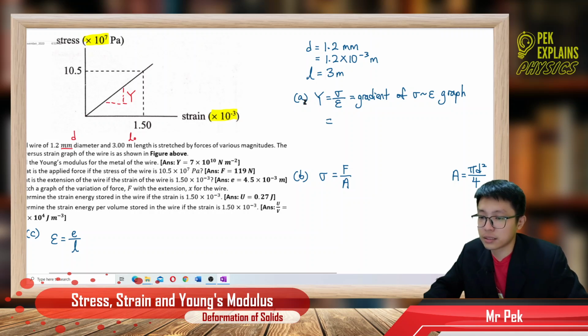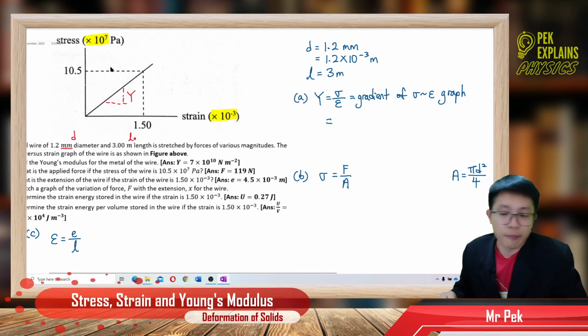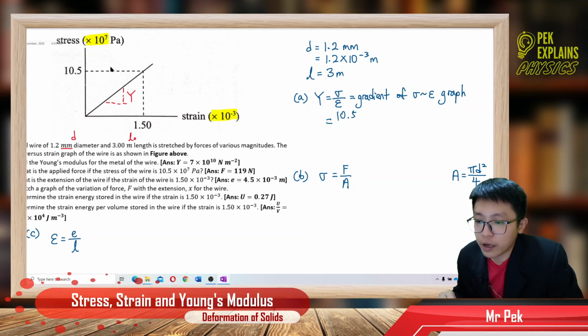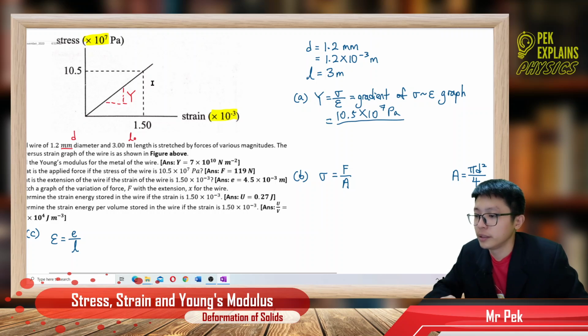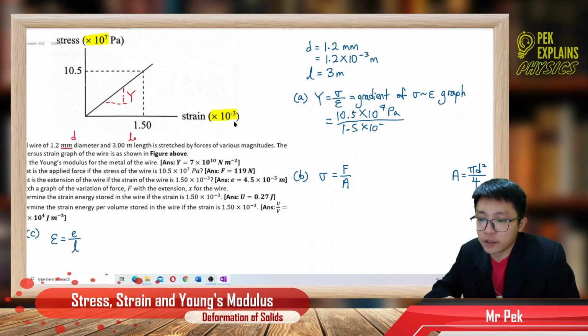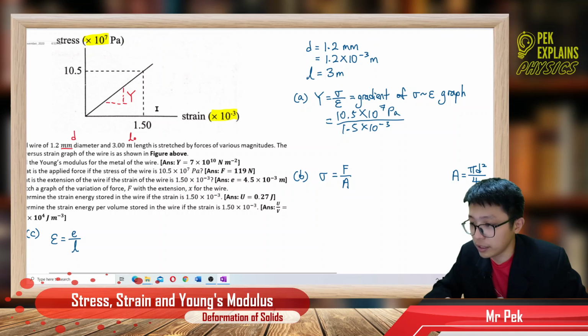So the stress, I take 10.5 exponent 7 Pascal. Don't forget the exponent. And 1.5 is not just 1.5, but it's 1.5 exponent negative 3. That's the strain. Do we have any unit? No, you see, no unit. Strain has no unit.